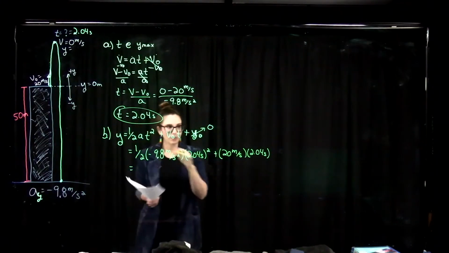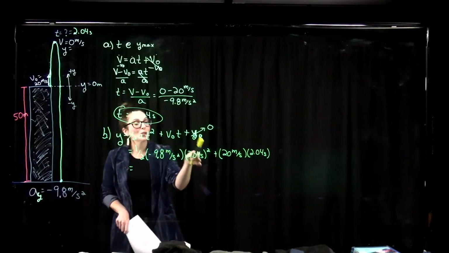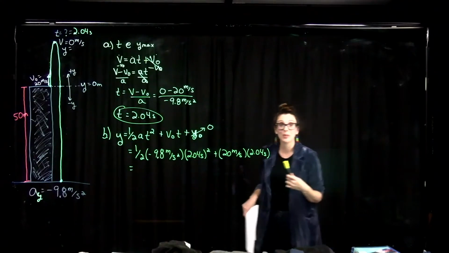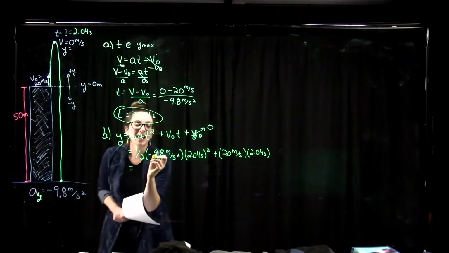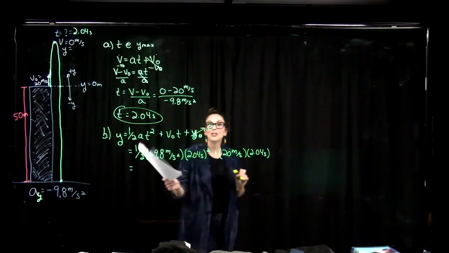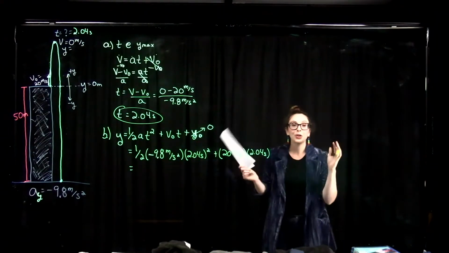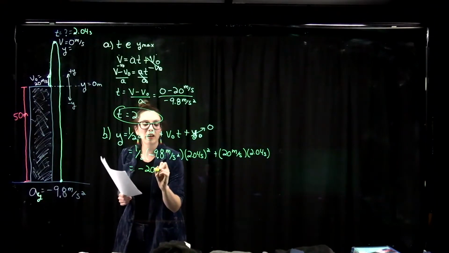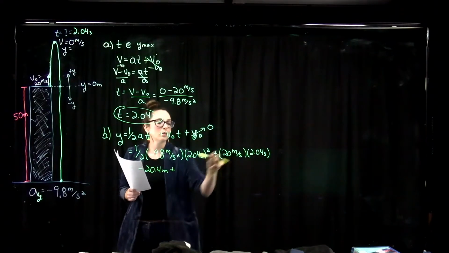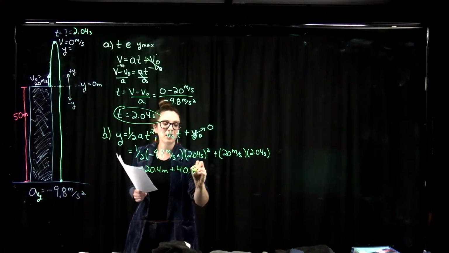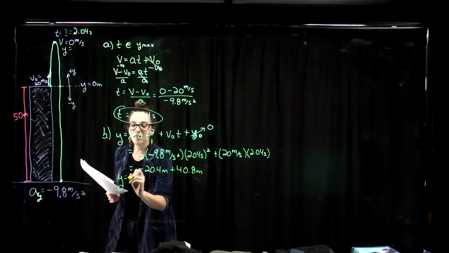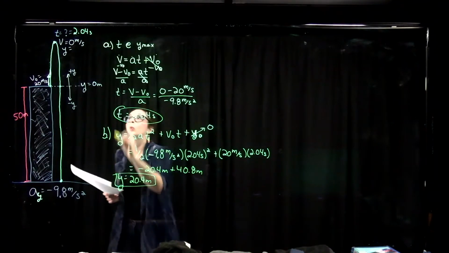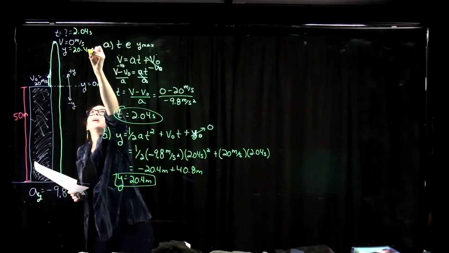Now, plugging all that in, don't forget to square the 2.04 seconds. I forgot to do that the first time I worked through this problem. Don't forget about the minus sign on your 9.8. If you forget the minus sign, you're going to end up with too big of a number. So we have y is equal to minus 20.4 meters plus this term here, 40.8 meters. So y, its maximum height, is equal to 20.4 meters. That's y max, 20.4 meters.